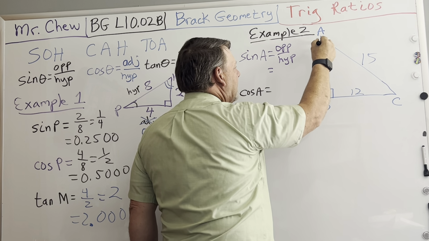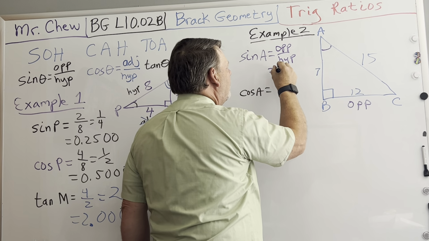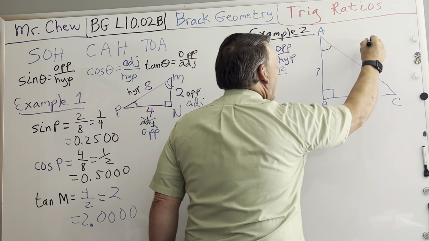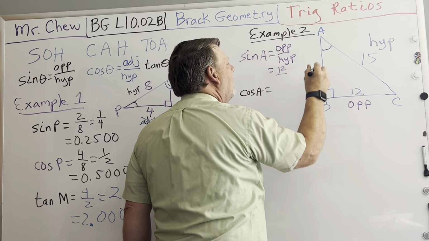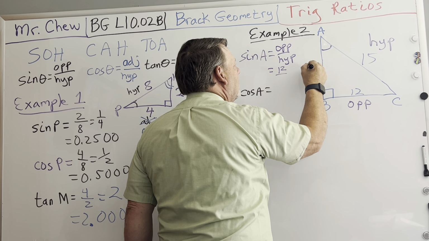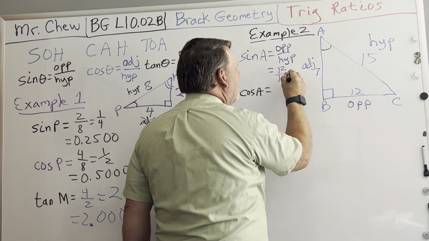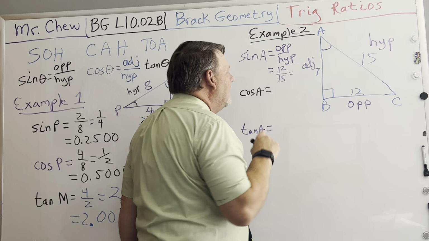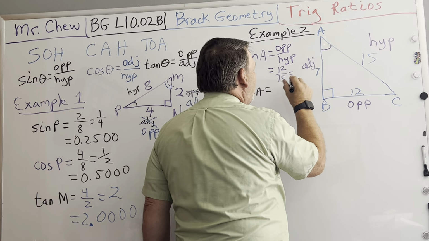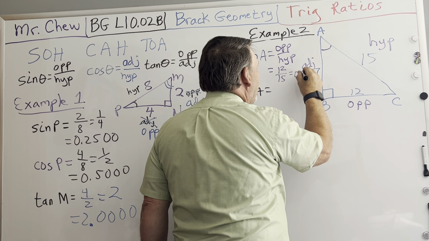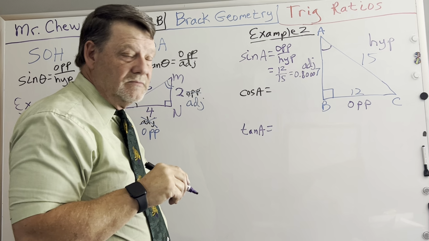And the opposite of A is down here, which is 12. The hypotenuse is over here, because this is always the hypotenuse of A, and this would be adjacent. 12/15. And 12/15, I can divide the top and bottom by 3, which would be 4/5, which is 0.8, but I put those zeros after it.